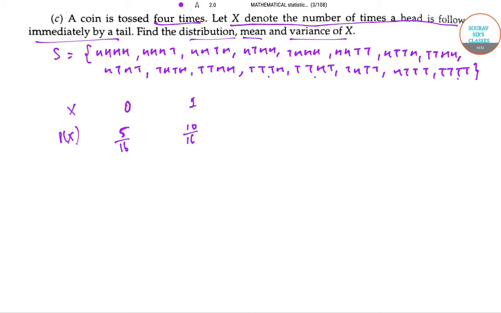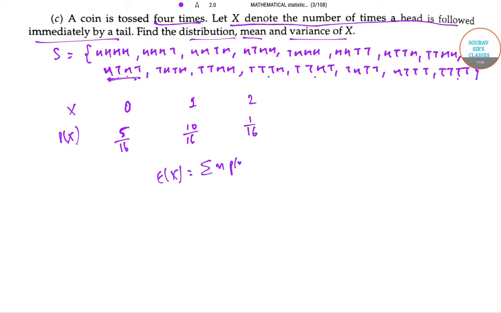And say a head is followed immediately by a tail 2 times, we get this case, that is this one, HTHH. So every time you get a head, you get a tail the next time. So this occurs only once, so 1 by 16.